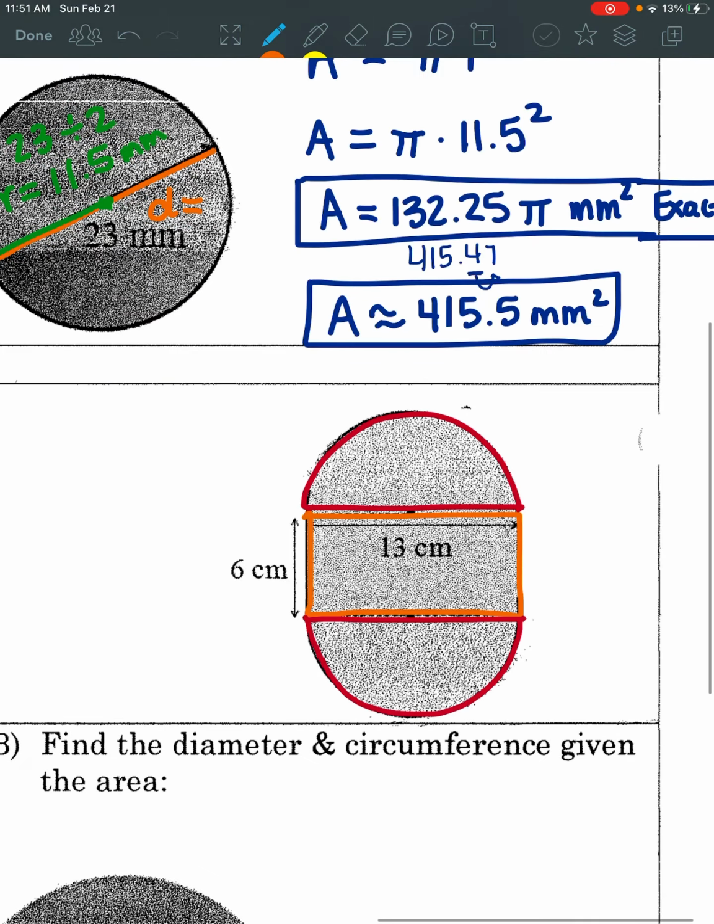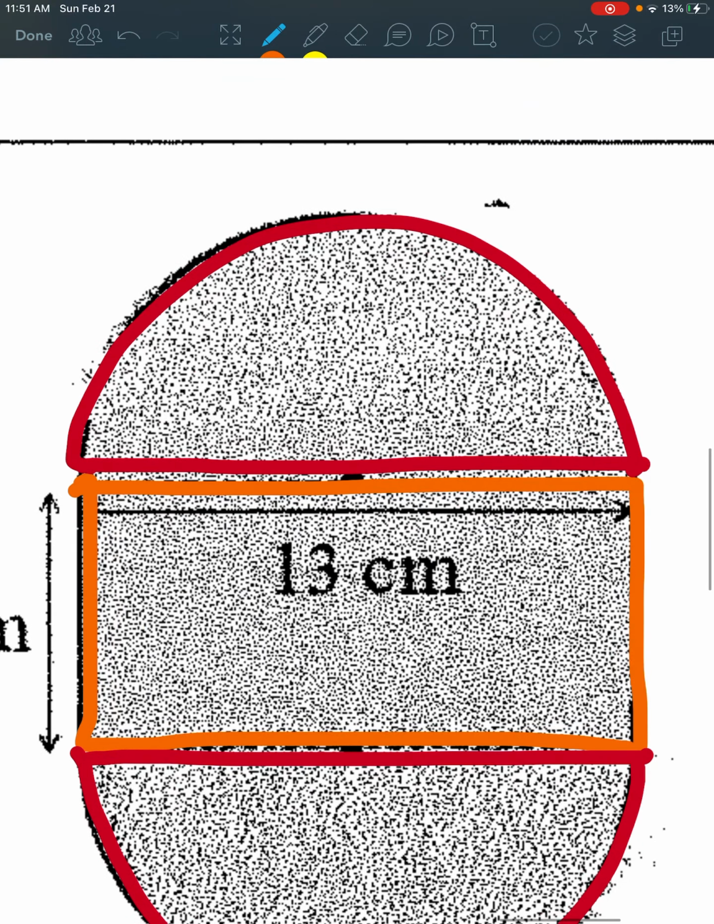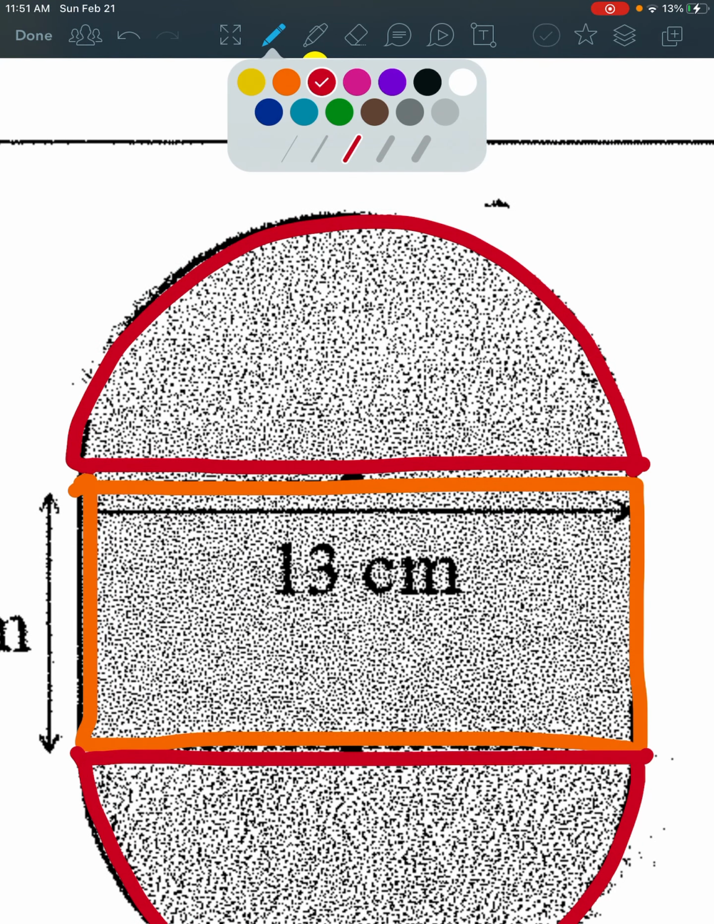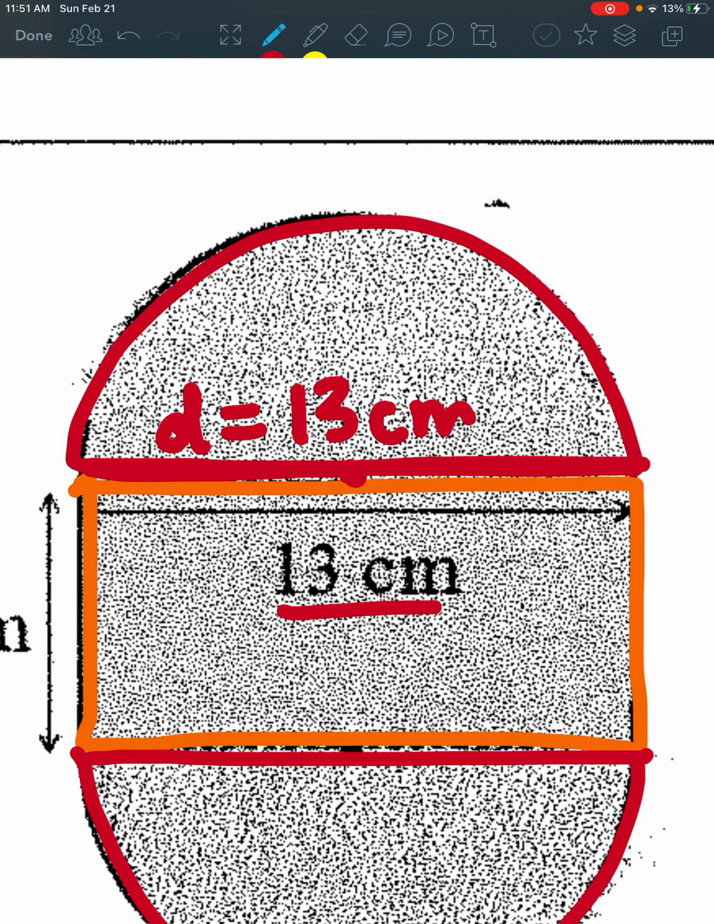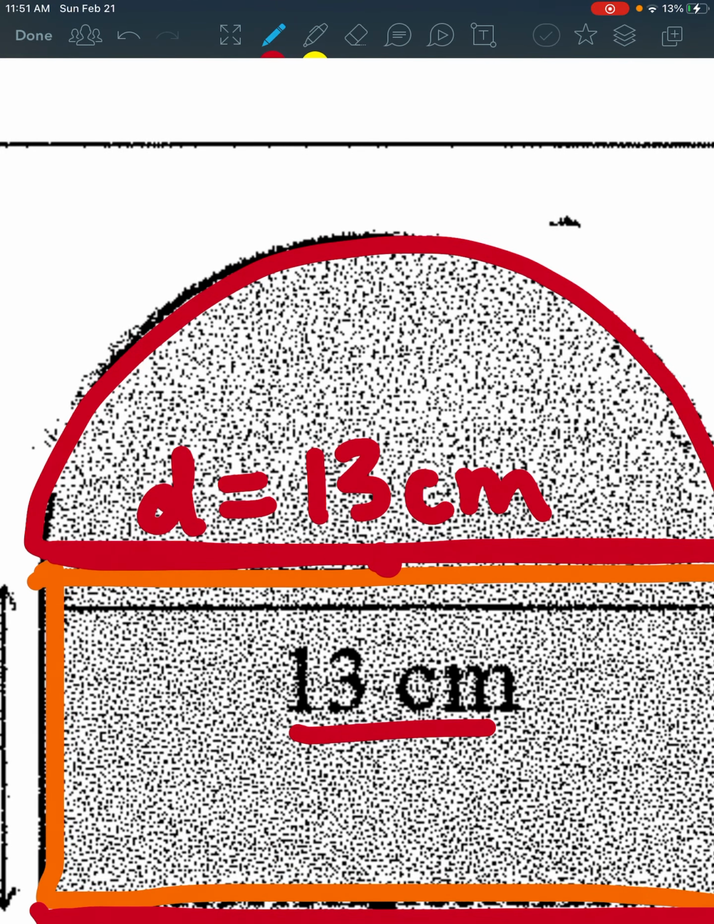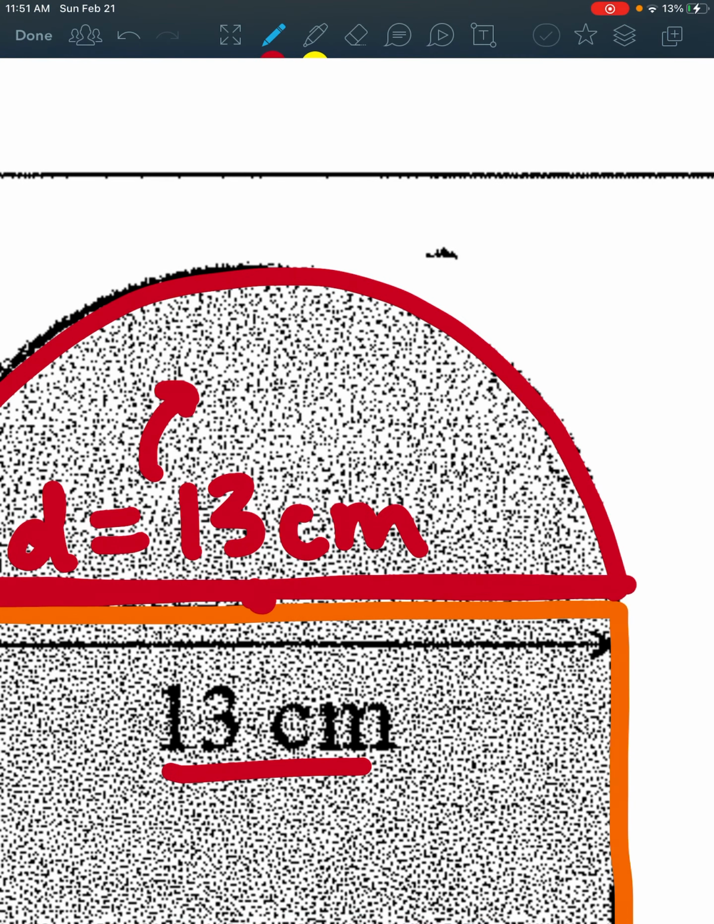So area of the circle, we know it's pi r squared. We've been working on that. So all the way across, we are given this 13 centimeters. That means it's going through the center all the way across. So we know that the diameter is 13 centimeters. But our area formula has the radius. So we've got to divide that by 2. So 13... I'm going to make this a little easier to read. 13 divided by 2, we get the radius is 6.5.